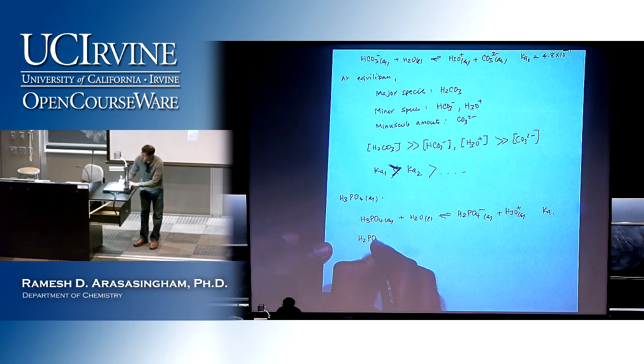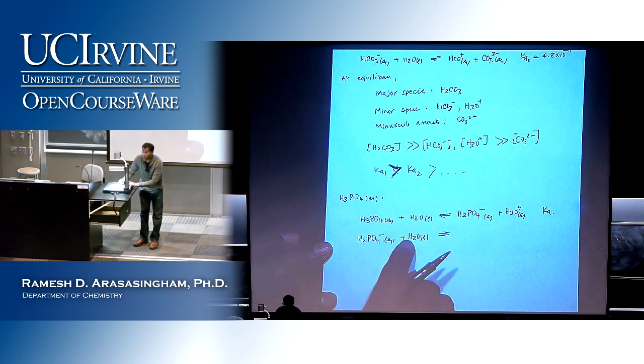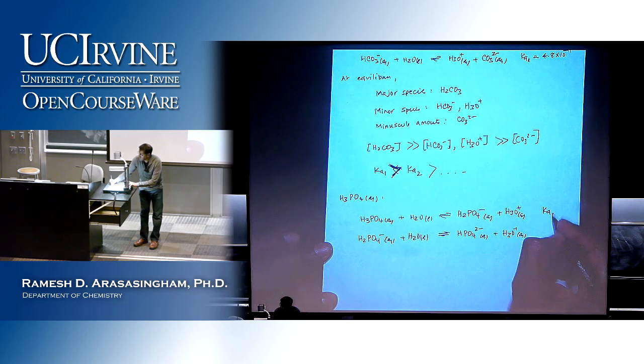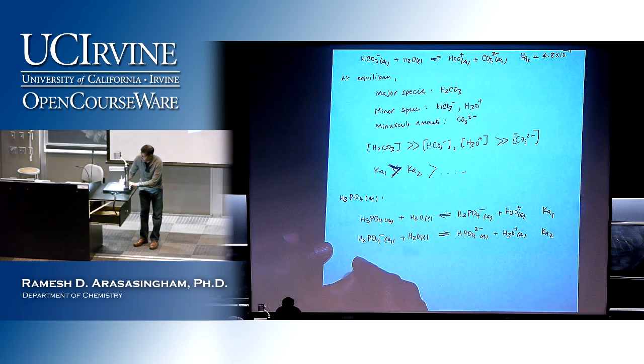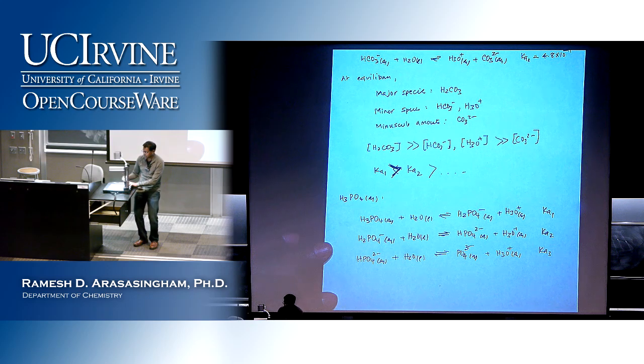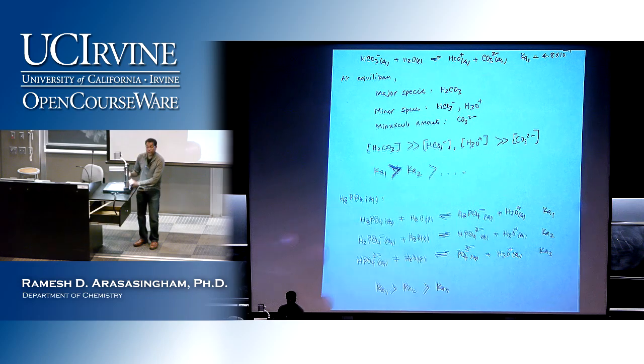Now H2PO4 minus aqueous will now act as an acid, to donate a proton to water, so that you end up with HPO4 2 minus and hydronium ion, aqueous. So this is Ka1, this would be Ka2. And then if you take HPO4 2 minus, acting as the acid, all right, you'd end up with PO4 3 minus, aqueous, plus H3O plus aqueous, and that would be Ka3. So you can see that Ka1 would be greater than Ka2, which will be greater than Ka3.